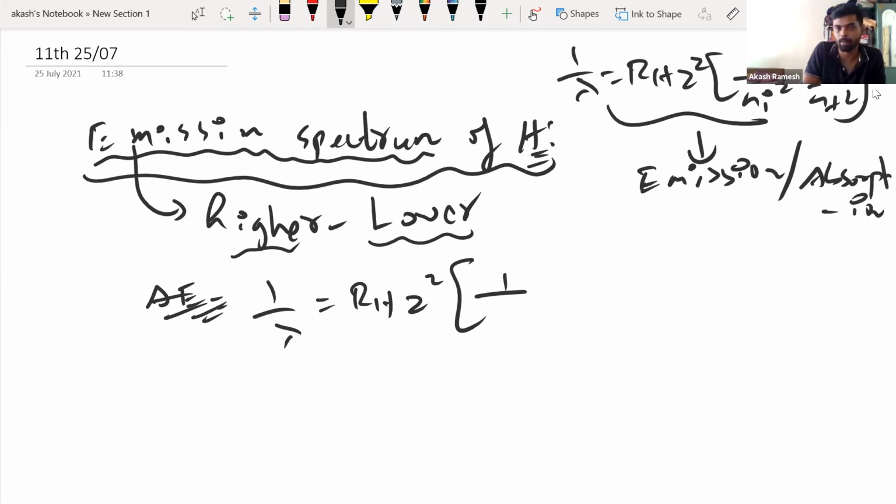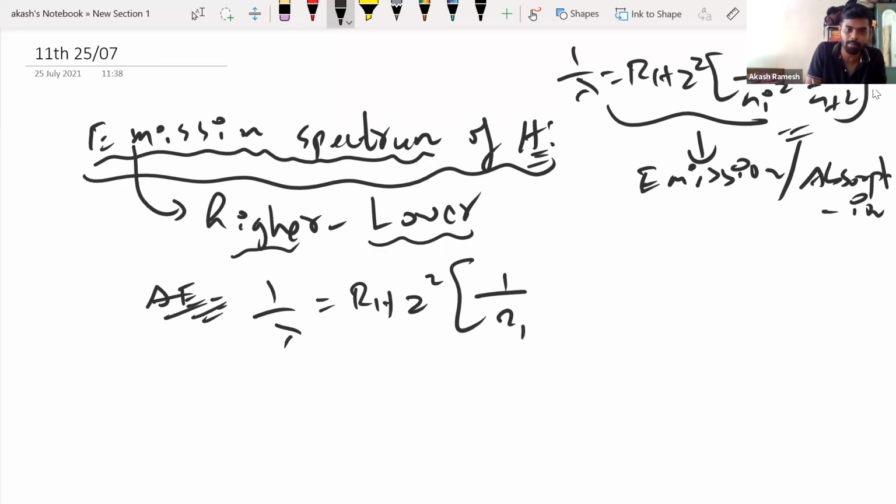When an electron goes from a higher orbit to a lower orbit or from a lower orbit to a higher orbit, this equation holds, except that the energy value will be positive or negative depending on whether it's absorption or emission. Since here we are talking only about emission, the equation will change a little. There is not much change.